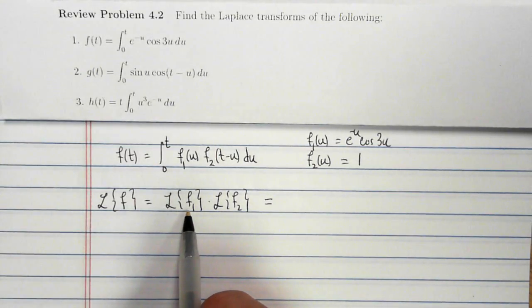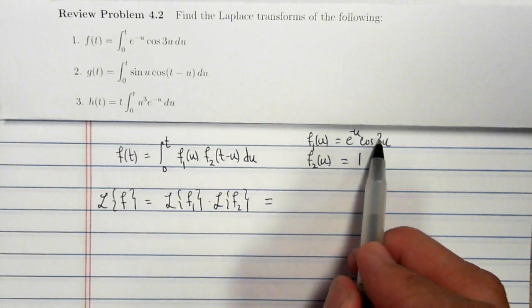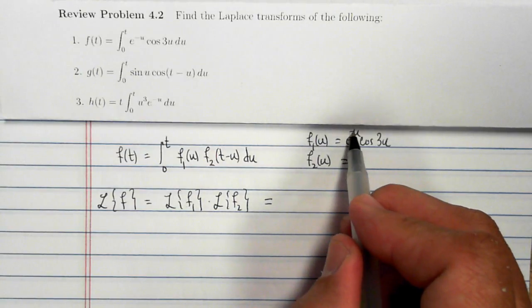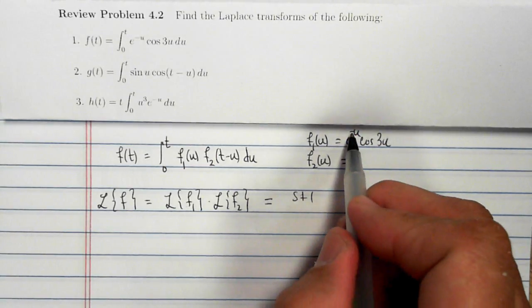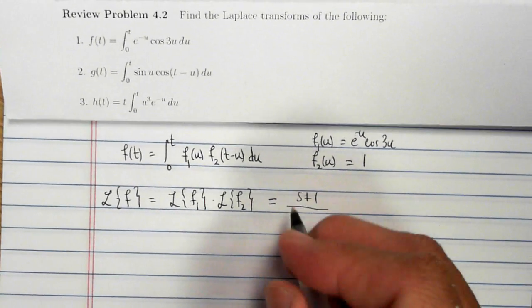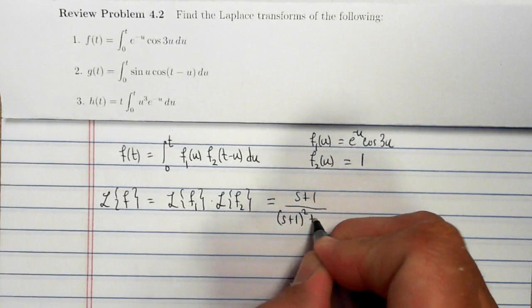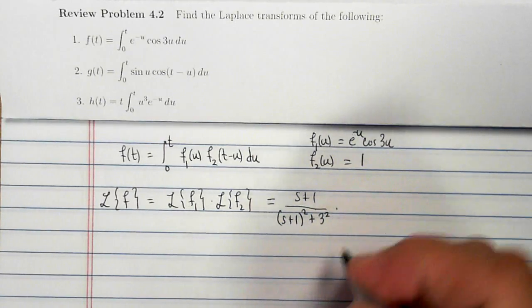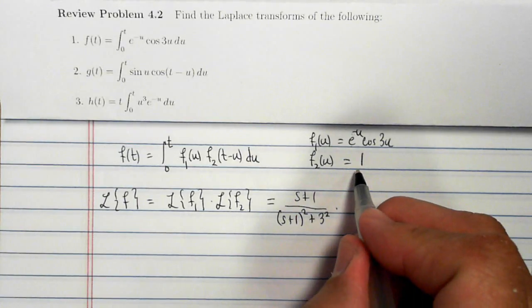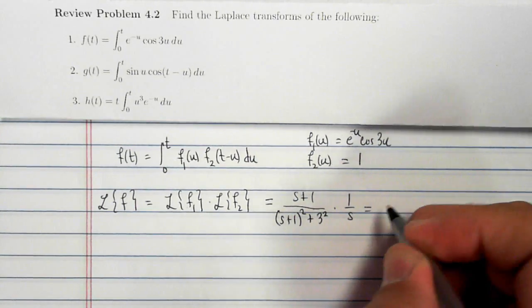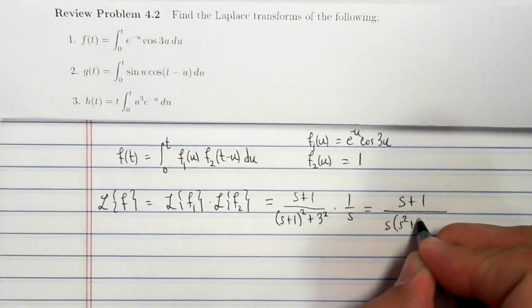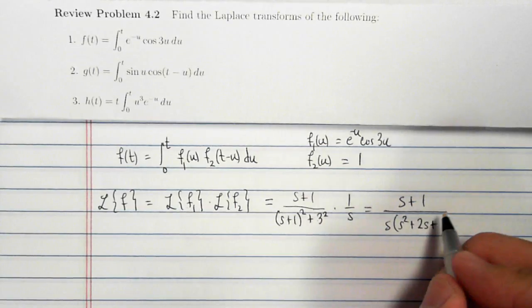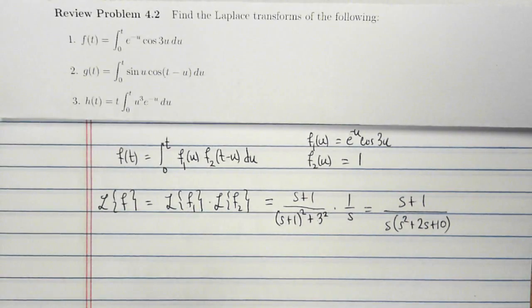Okay, now using the table, the Laplace transform of this function, e to the minus u cosine 3u, is going to be s plus 1 minus negative 1 over s plus 1 squared plus 3 squared. And then the Laplace transform of the function 1 is simply 1 over s. And so that leads to the Laplace transform s plus 1 over s times s squared plus 2s plus 1 plus 9, which is plus 10. And so that is the Laplace transform for number 1.